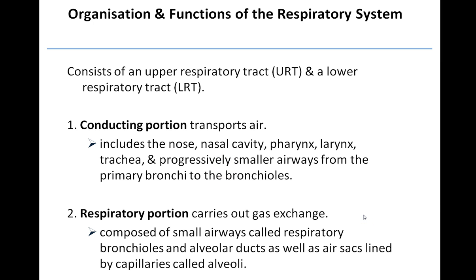The other major functional part of the respiratory system is the respiratory portion. This is where the gas exchange will occur. So oxygen from the air will enter the bloodstream. The other thing that will be happening is carbon dioxide from the blood. Carbon dioxide is a waste product of cellular metabolism. That will be able to move from the blood to the air and be gotten rid of. A major structure that's important in the respiratory portion are the alveoli, and we'll look at these later.